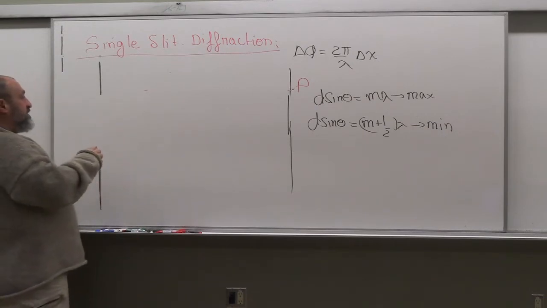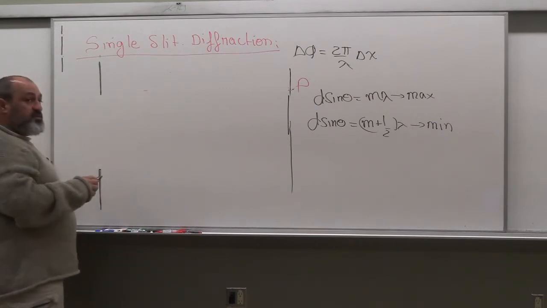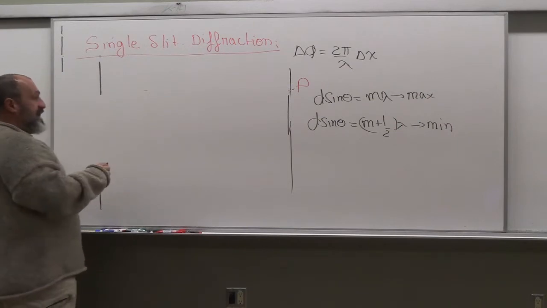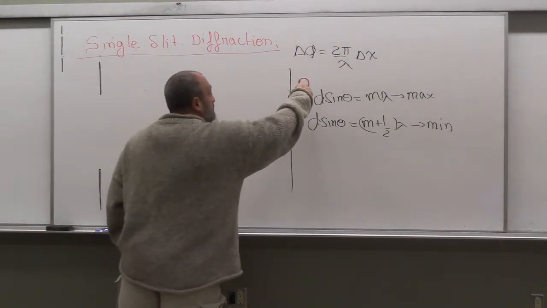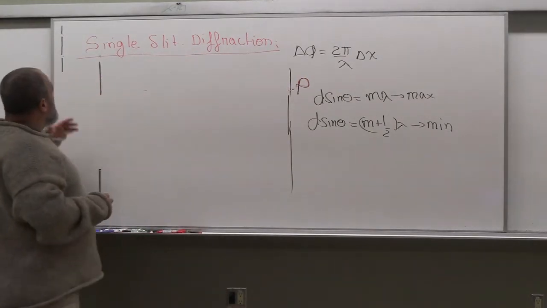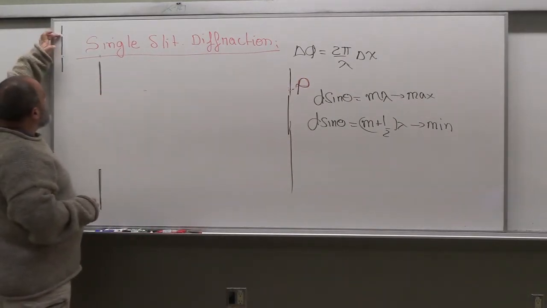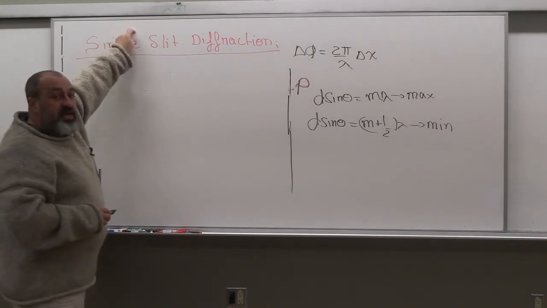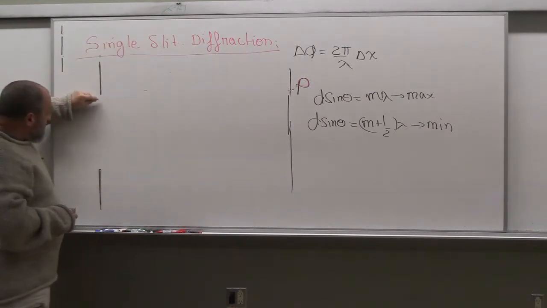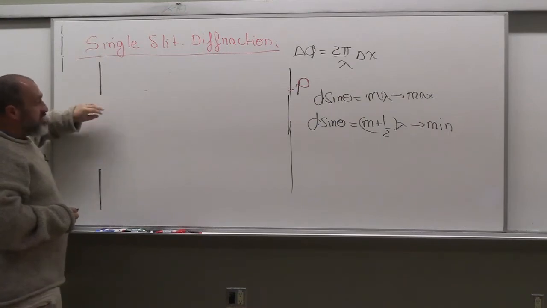So what happens when you consider the width of the slit? What we're going to do is, let's say you're still looking at point P here. Before, we considered the contribution from two point sources at point P. What we're going to do today is consider the contribution from each point source within the slit at point P.